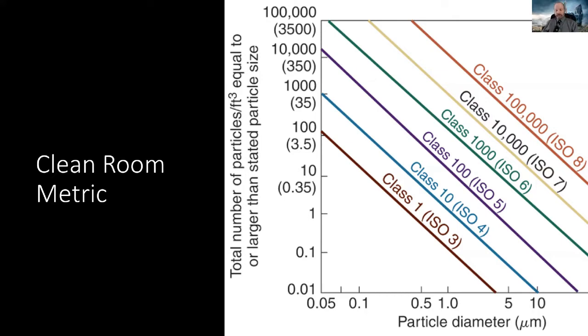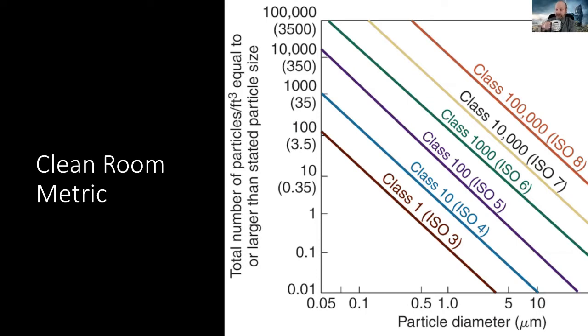Okay, so that being the case, you can see the different classifications, but also notice that there's an ISO classification next to it. So the International Organization for Standardization, the ISO classifications, are so many particles per cubic meter, of course, at a given size.